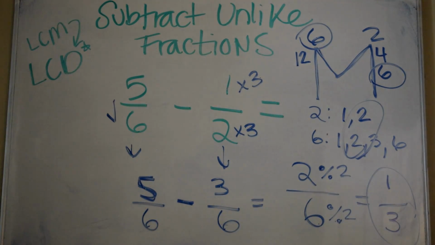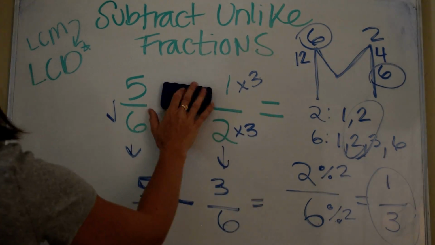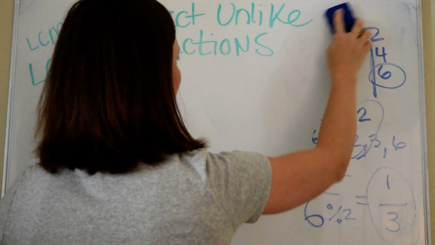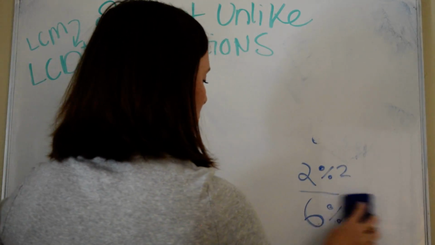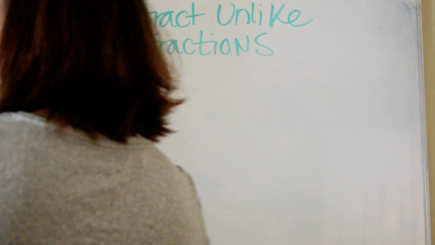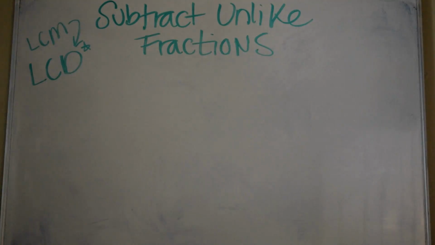All right, let's go ahead and do another example. I think the most important part is just taking your time and understanding what we're doing when we do all the steps, when we find the least common denominator and we find the greatest common factor to simplify. I don't want you guys to get those mixed up. All right, let's say we have 2/3 minus 3/10.